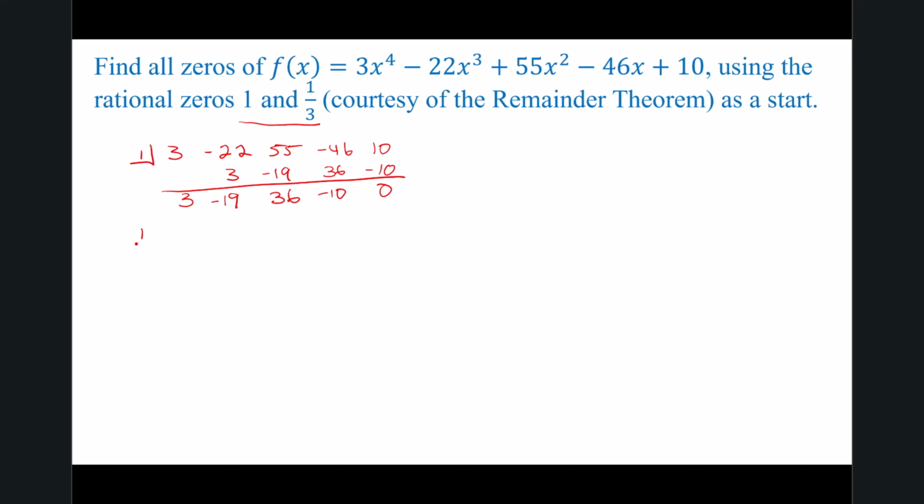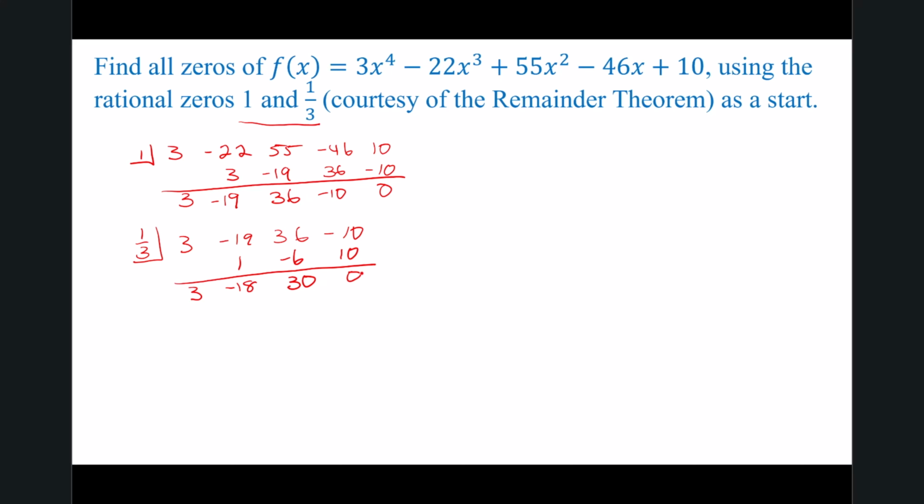I also know 1/3 is a 0 of the function. So I'm going to use the coefficients that I got at the end of my synthetic division with 1/3. Bring down the 3. 1/3 times 3 is 1. Add, we get negative 18. 1/3 times negative 18 is negative 6. And 1/3 times 30 is 10. And we have our remainder 0.